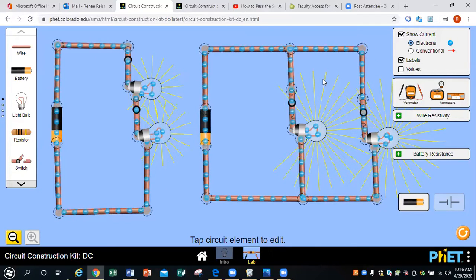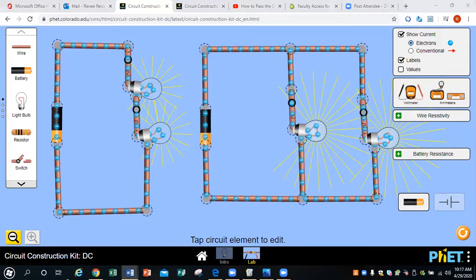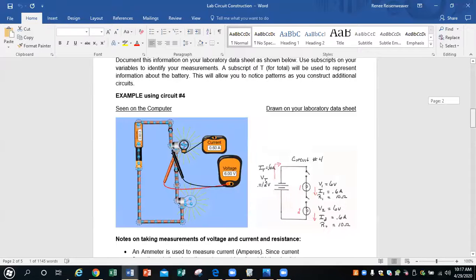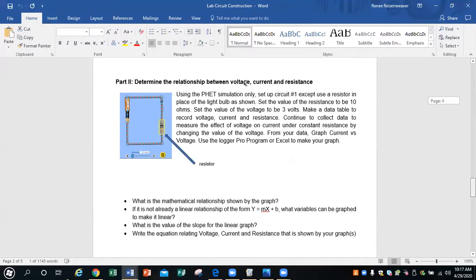So we ended class asking ourselves, what determines the amount of current that the battery would send out? What determines how much voltage is used across each bulb? So the intention was that you would go into your lab, and I'm going to remind you that if you take a look at your lab and the write-up, there's a part 2 that was specifically on its own page right here. Part 2 determined the relationship between voltage, current, and resistance.